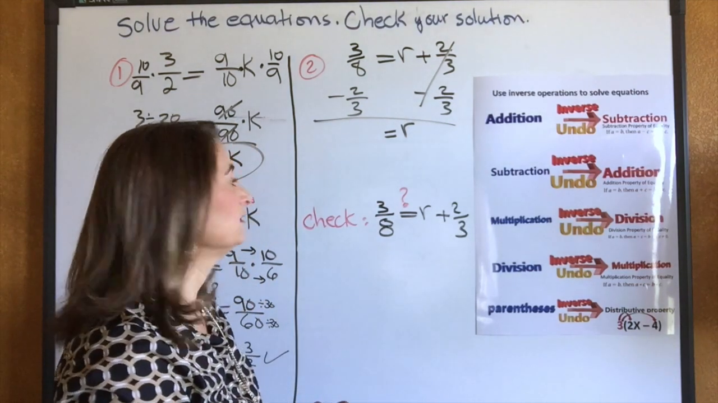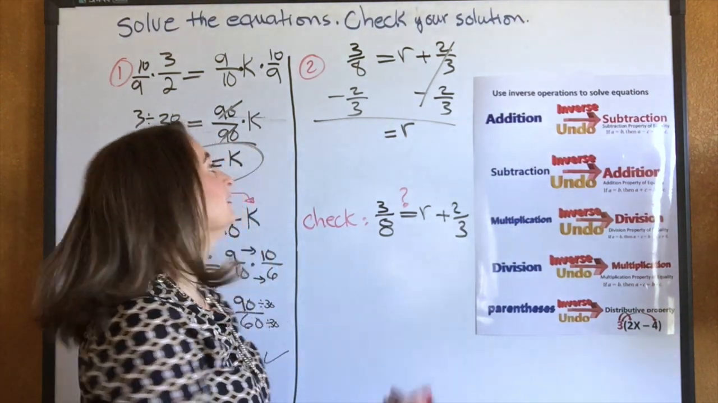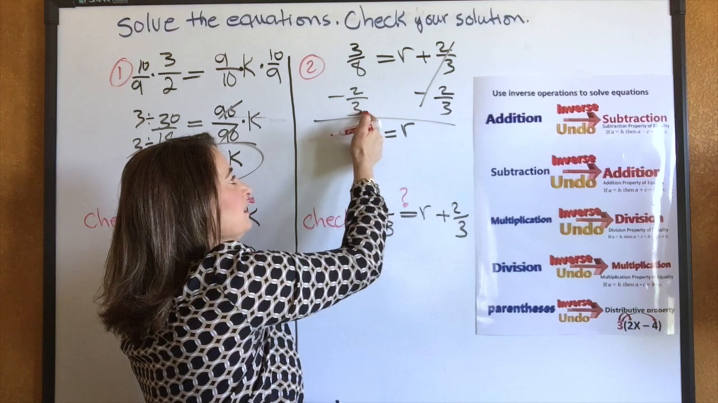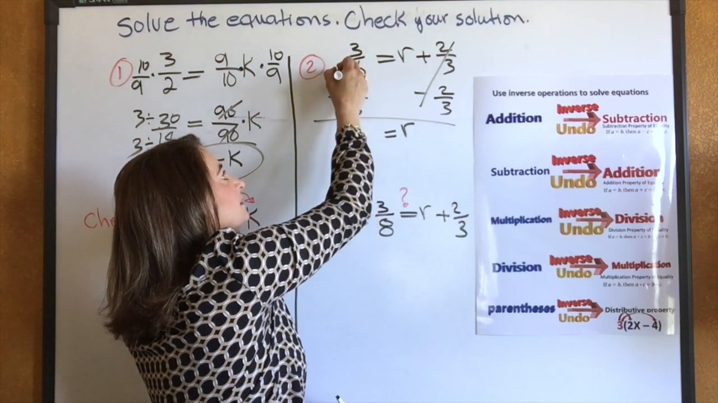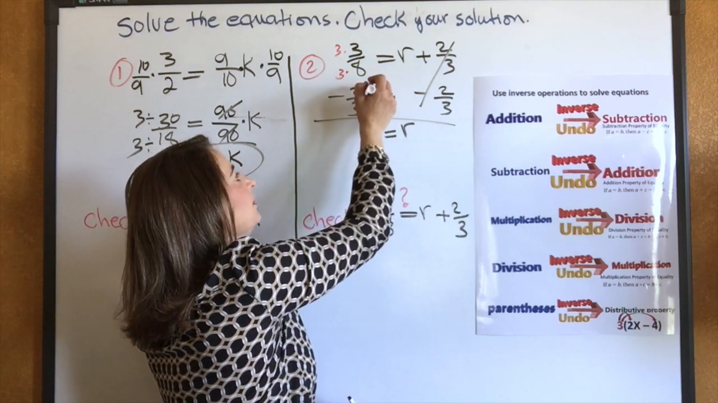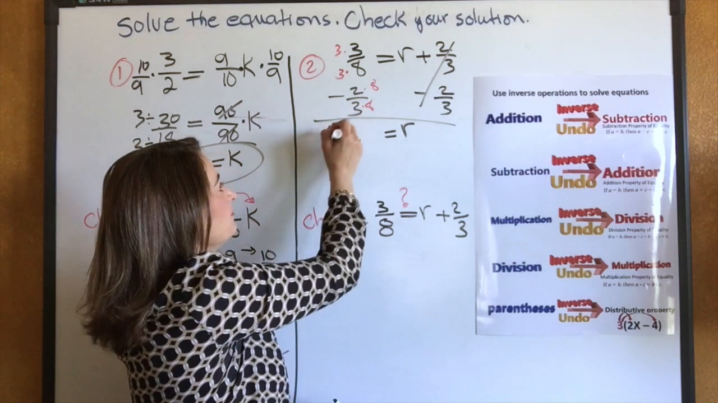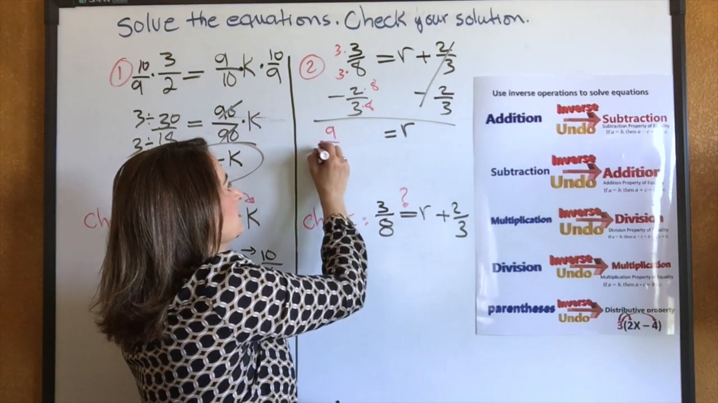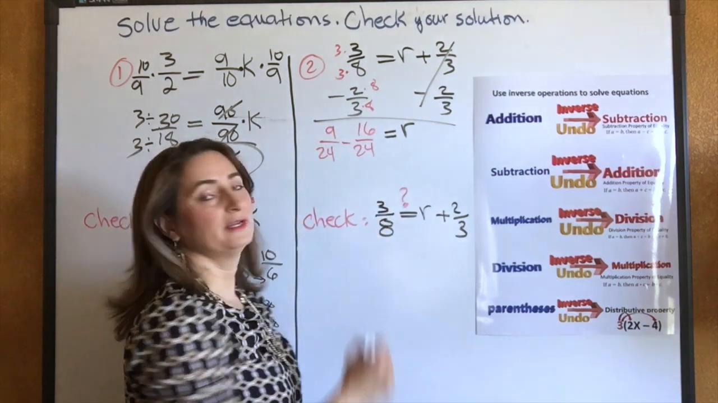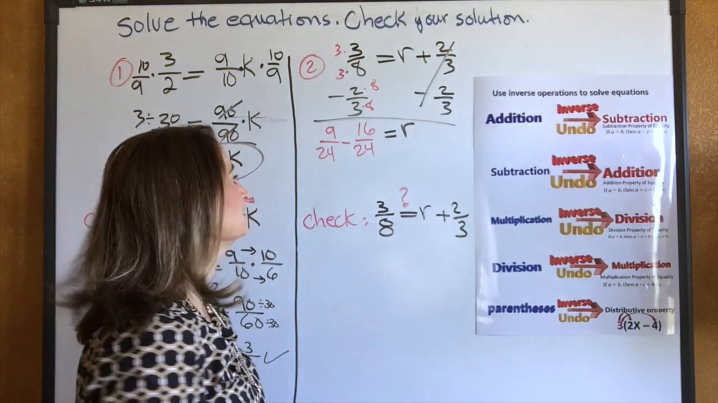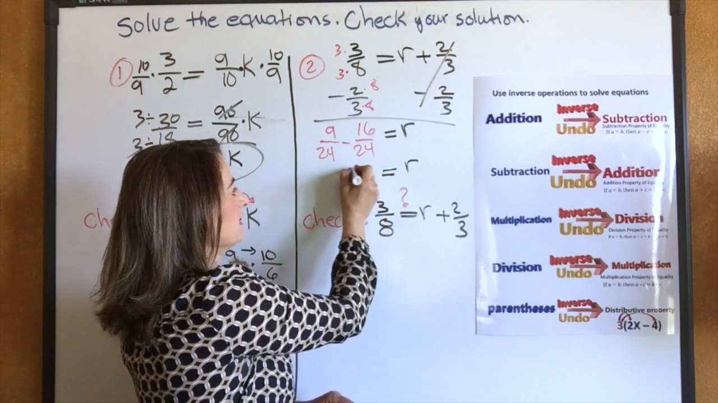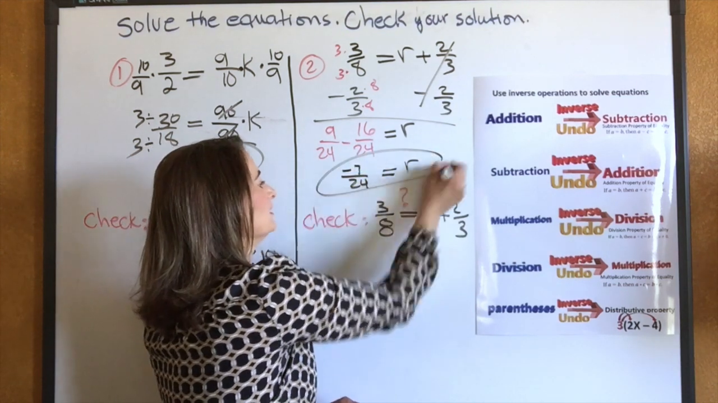Now I need a common denominator. I cannot subtract the way it sits. I multiply by the opposite denominator. So I will multiply this fraction by 3 and this fraction by 8. And whatever you do to the numerator, I have to do to the denominator to keep the fraction equivalent. Now 3 times 3 is 9. 3 times 8 is 24, minus 2 times 8 is 16, and 3 times 8 is 24. Now I have a common denominator, I can subtract. So r equals 9 minus 16 is negative 7 over 24, and that's my solution.